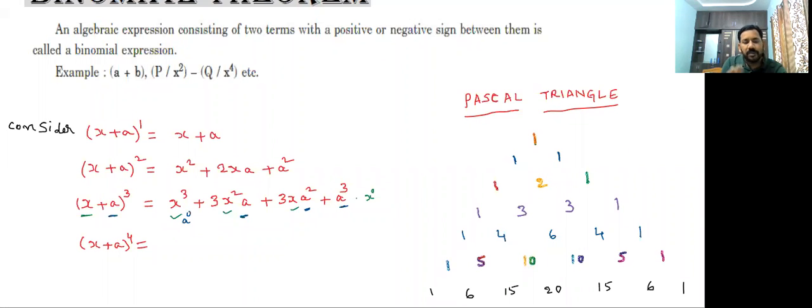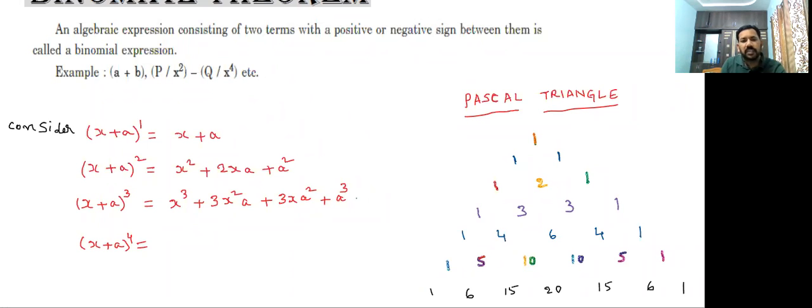But the sum of the powers of the first and second term should be the same. Here see the first term, x cube into a power 0. The sum of the powers is 3 plus 0, 3. Second term 2 plus 1, 3. 1 plus 2, 3. And the last term power is also 3 only. And one more thing, the right hand side expansion is called binomial expansion.